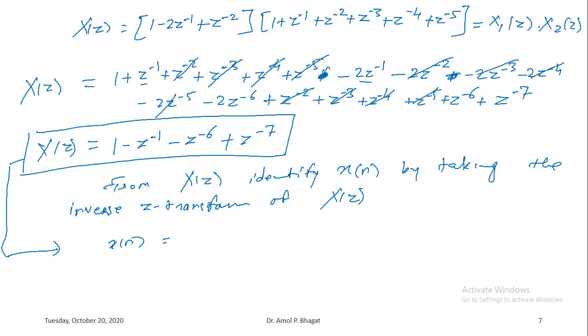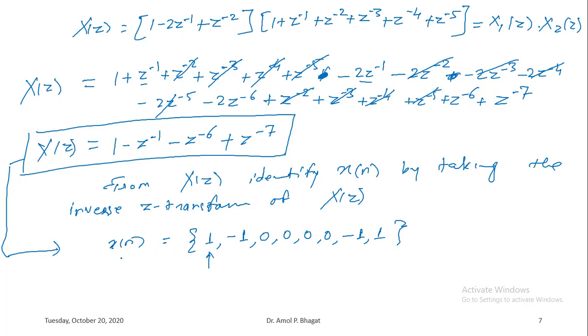Similarly, here also you can identify the coefficients to write down the sequence x of n, that is the inverse z transform of x of z, right? At n is equal to 0, the coefficient is 1, at n is equal to 1 the coefficient is minus 1, at n is equal to 2 there is no value present, that means the coefficient will be 0, at n is equal to 3 again 0, and at n is equal to 4 and 5 all will be 0. The coefficient present at n is equal to 6 is minus 1, and at n is equal to 7 it is again 1. So that will be the final x of n. Here the origin will be at this 1. So here we identified the convolution.